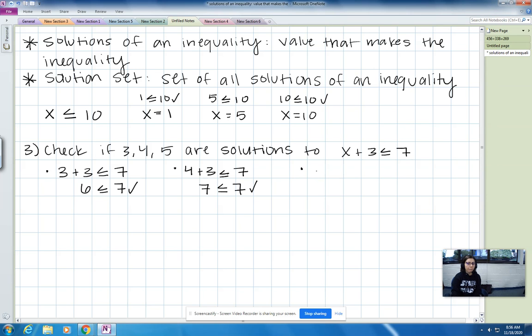All right, last one. Let's plug in 5 for x. 5 plus 3 is 8. Is 8 less than or equal to 7? No, 8 is actually greater than 7, so this one is not a solution. So 3 worked, 4 worked, but not 5.